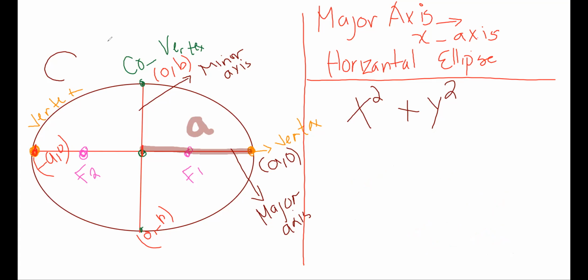If the A, or the vertex, is on the x-axis, okay, if A, which is a vertex or the major axis, is on the x-axis and A is greater than B, is it right? Here is A and here is B. Is A here greater than B? Since A is greater than B, A is the major and B is the minor.